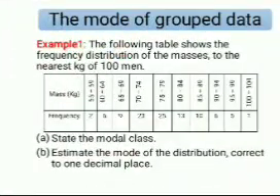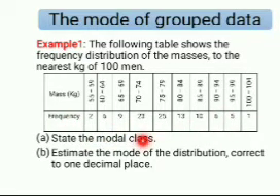Now let's look at this problem. Example 1. The following table shows the frequency distribution of the masses to the nearest kilogram of 100 men. So mass in kilogram, we have 55 to 59, 60 to 64, 65 to 69, up to 100 to 104. So here we are asked to state the modal class, then we are asked to estimate the mode of the distribution. Now, in order to state the modal class here, let's check the frequency.